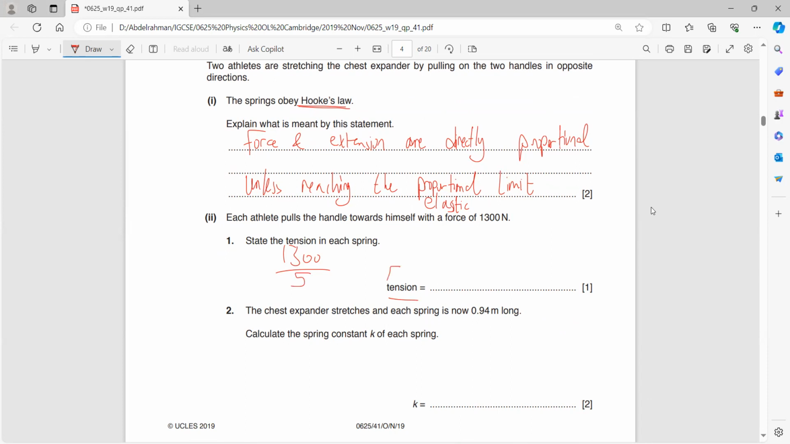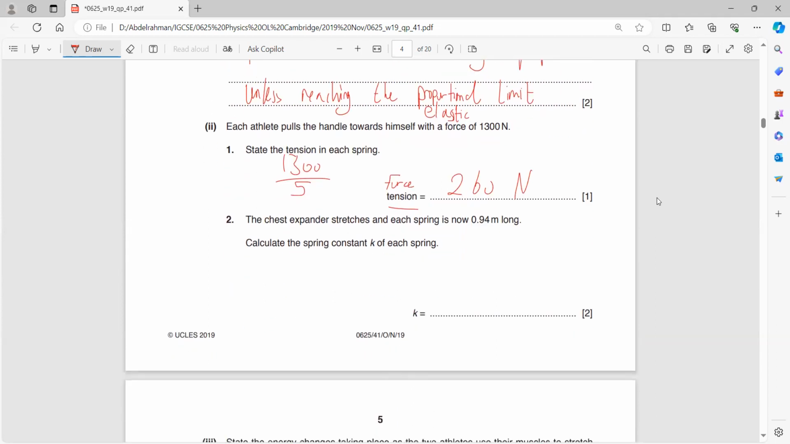But tension is the force. ما هو tension يعني ايه؟ يعني force. يبقى the tension in each spring is 260 newtons. بس عشان كده بقول لكم you must read every single detail. كل كلمة مهمة جدا. خلاص يبقى الفورس او the tension دلوقتي is 260 newtons.